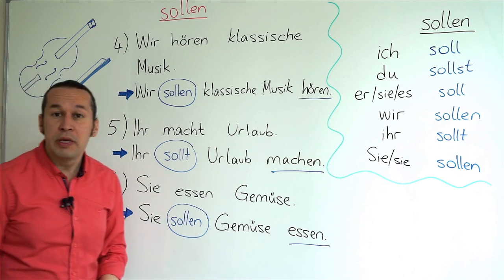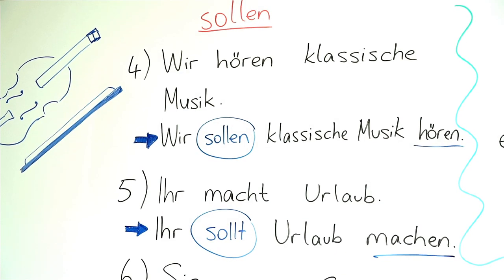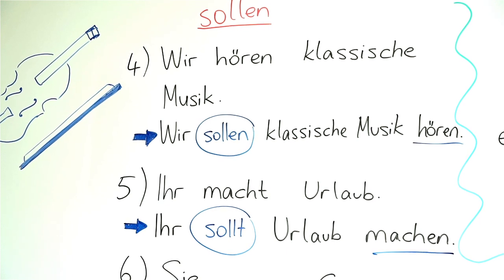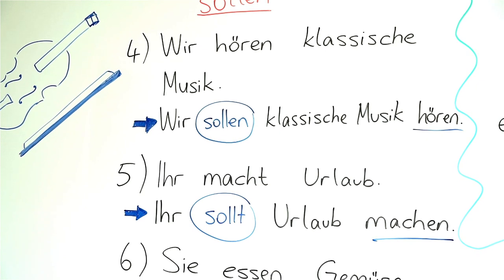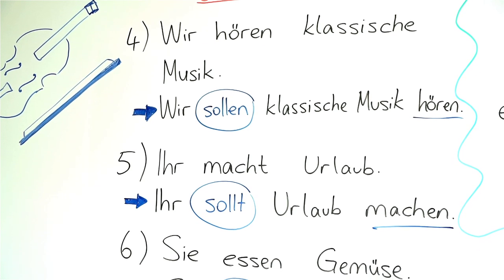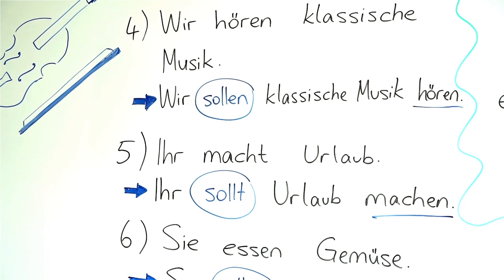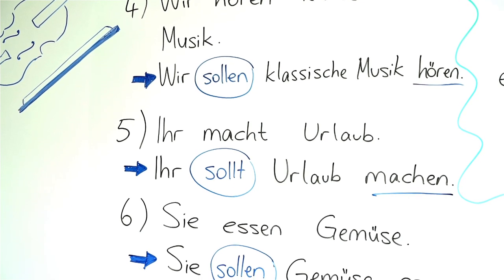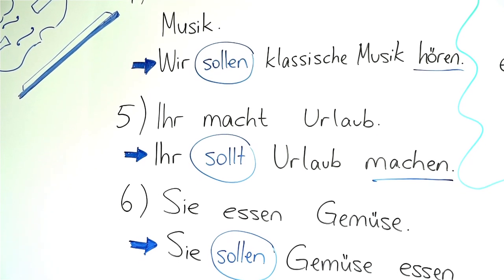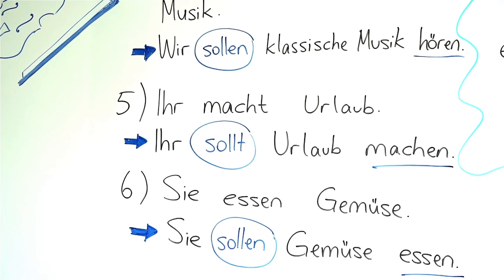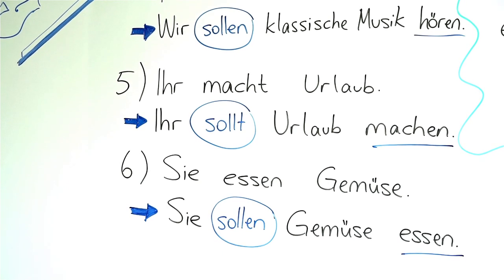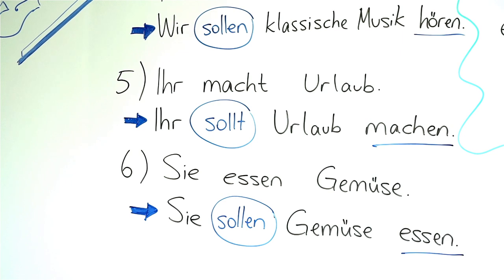I want you to repeat after me, please. Wir hören klassische Musik. Wir sollen klassische Musik hören. Ihr macht Urlaub. Ihr sollt Urlaub machen. Sie essen Gemüse. Sie sollen Gemüse essen.